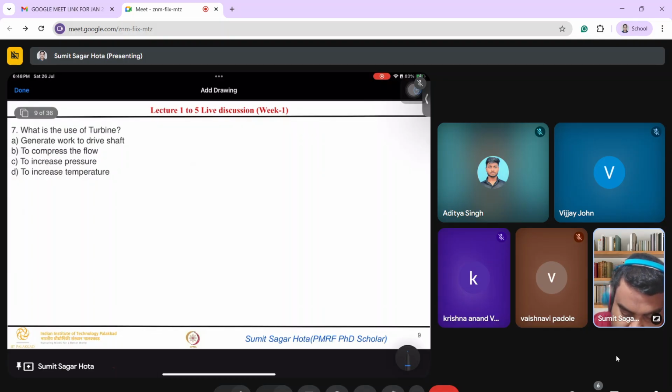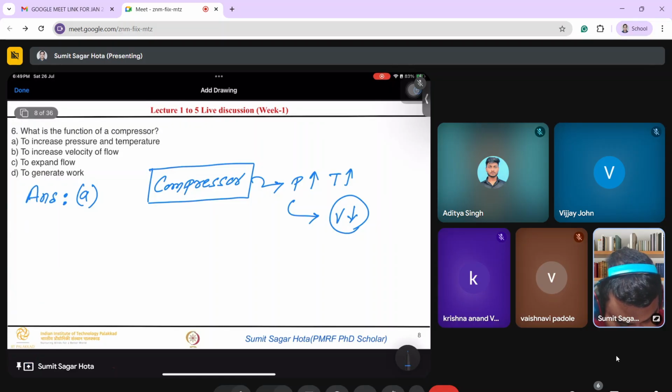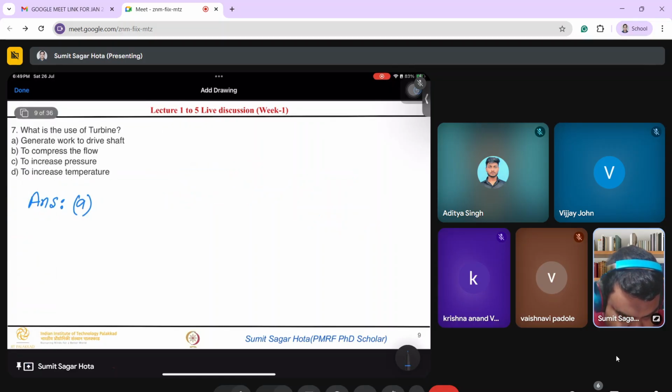Yeah, next question. What is the use of a turbine? Okay, so that's the reverse of that. If you see, it's actually used to generate the work to drive the shaft.